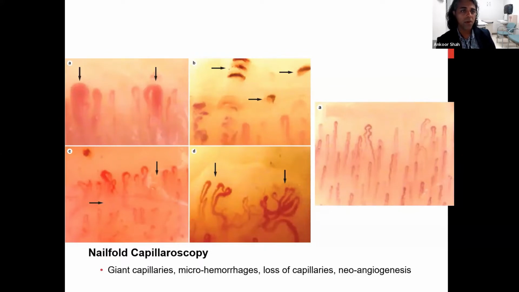What we may see in what's called early findings are giant capillaries, and that's in the upper left box on the left. In patients with more active disease, you'll see diffuse enlargement of the capillaries as well as the presence of microhemorrhages. In patients with later disease or late stage disease, you may see dropout of capillaries or areas where there will be no capillaries at all, and even findings of what's considered neoangiogenesis, when you get these bushy, aberrant blood vessels. These can somewhat correlate with disease activity, although not perfectly.